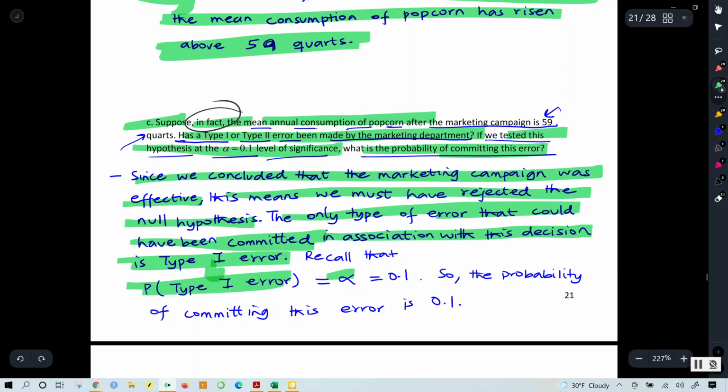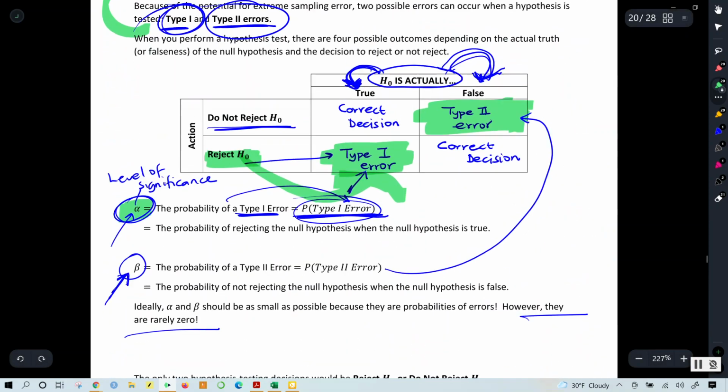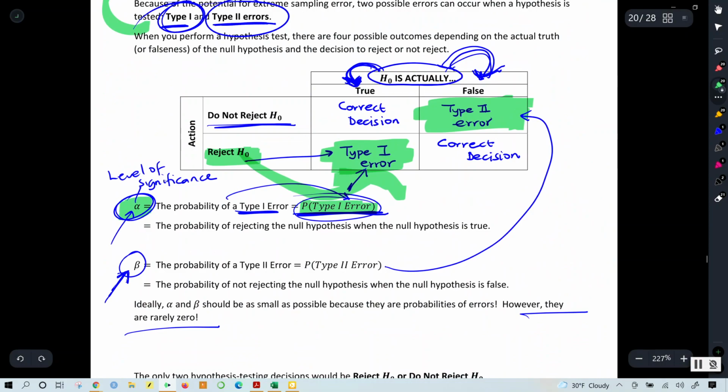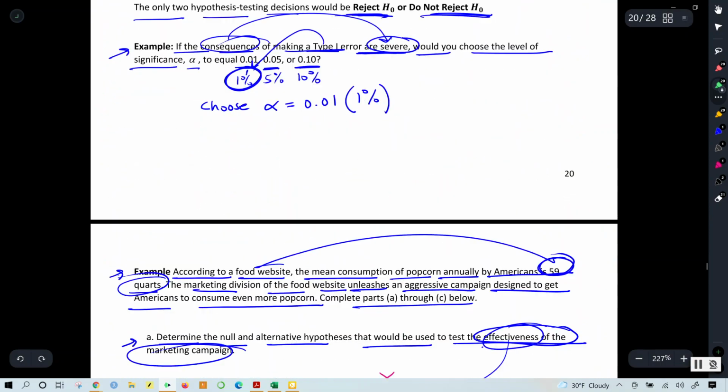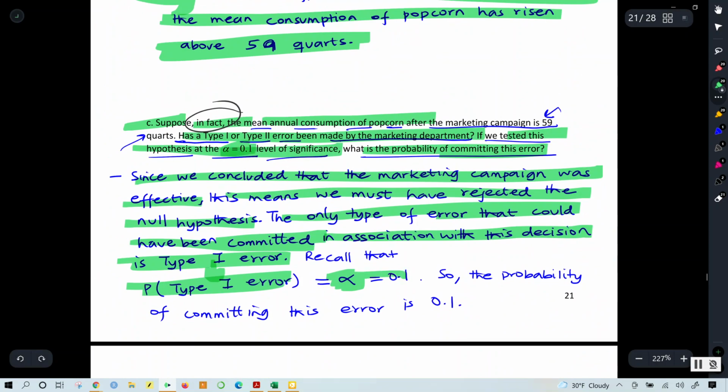By definition, that is equal to alpha. And by definition, I mean earlier we discussed that the probability of type 1 error is alpha. And if that is the case, what is the value of alpha? Alpha is equal to 0.1 according to the question. So the probability of committing this type 1 error is 0.1.